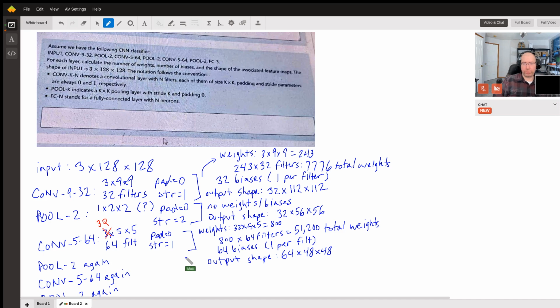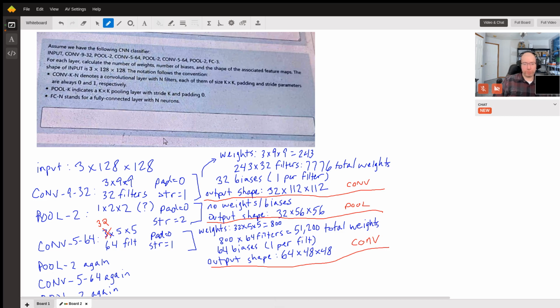All right. So here, let me put some little separators or something between these sections. All right. So here's, this is all conv, and then this is for the pool 2. All right, and then this is all the next conv.